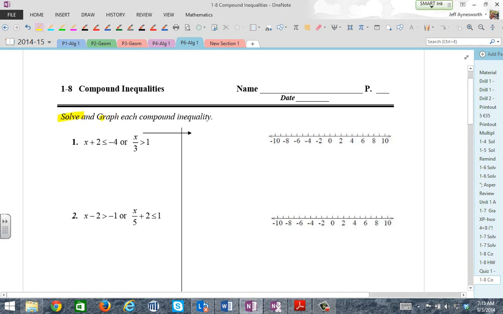We're going to get into a discussion about how to solve and graph. I'm talking about solving and graphing compound inequalities. And you see the word compound? All that means is more than one, okay? More than one inequality at a time.